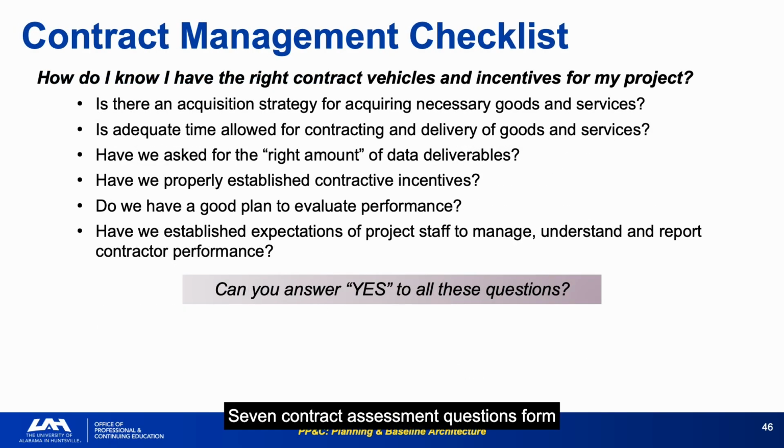The 7 contract assessment questions form the acquisition quality checklist, verifying that the acquisition strategy is sound, timelines are adequate, data deliverables are calibrated, incentives are appropriate, and performance evaluation is planned. Is adequate time allowed for contracting and delivery of goods and services? This question catches the most common planning error. The IMS shows hardware arriving on a schedule that assumes contracting actions haven't started yet.